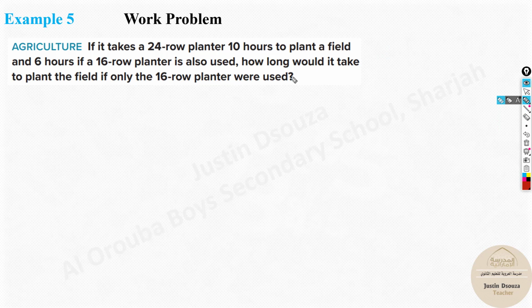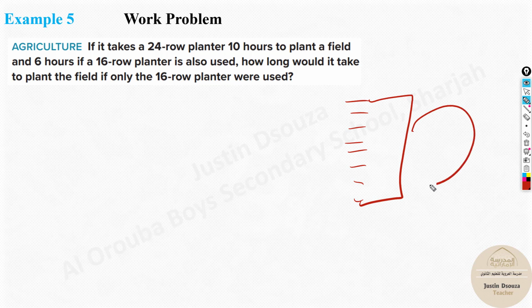If it takes a 24 row planter 10 hours to plant a field, what is this 24 row planter? You might know a huge tractor which is used for agriculture. There'll be many sharp ends. This is a big tractor, a big machine. It will have 24 heads to plant, so at once 24 rows of plants can be prepared. For the 24 row planter, it takes 10 hours to plant a field, and 6 hours if another 16 row planter is used.